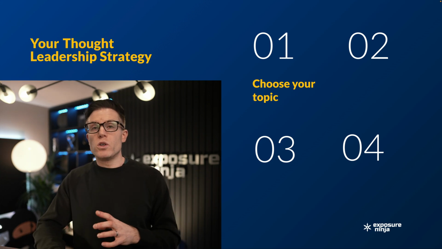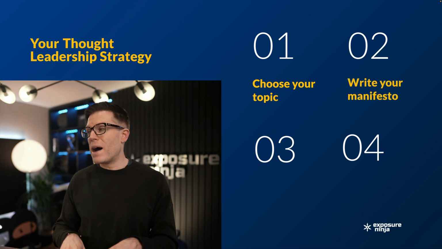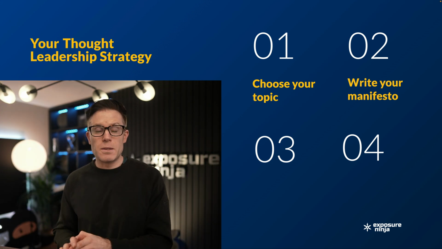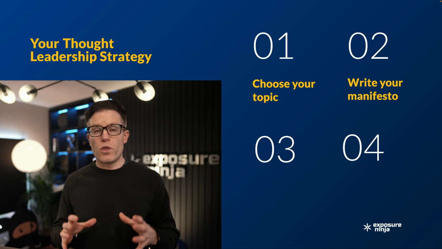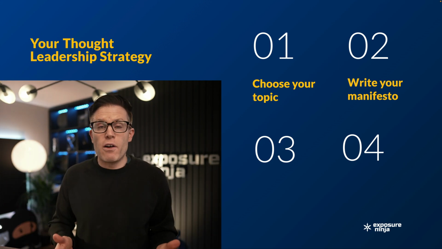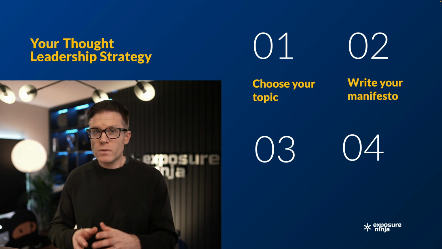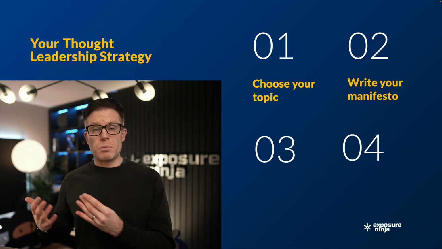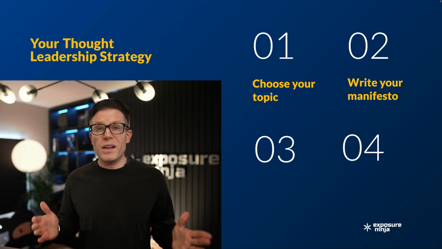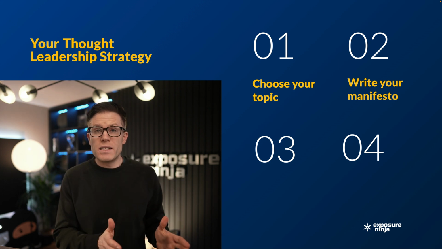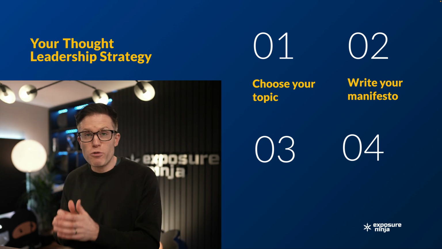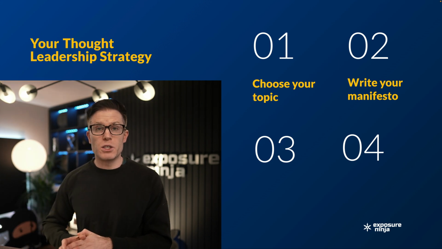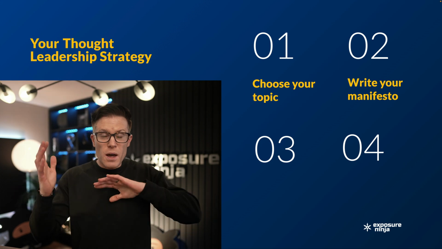Now, once you've got your topic, the next step is to write your manifesto. This sounds very grand and complicated, but it really doesn't need to be. This is about condensing your thoughts and beliefs in this area about the topic that you've chosen. So for example, when we were talking about digital marketing and when we were designing Exposure Ninja's thought leadership plan, our beliefs are that digital marketing is fundamentally pretty simple. It's also really fun. Business growth is really exciting. And that we believe it should be plain English. We saw that there was a lot of jargon used to kind of muddy the waters.